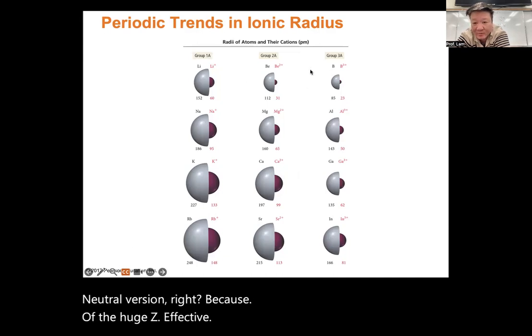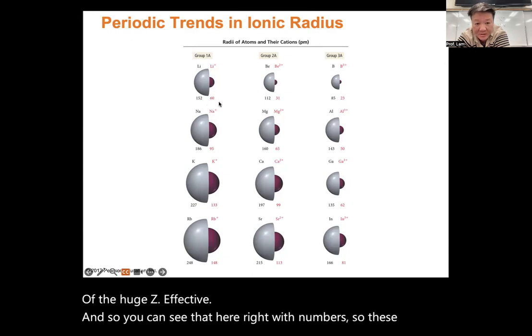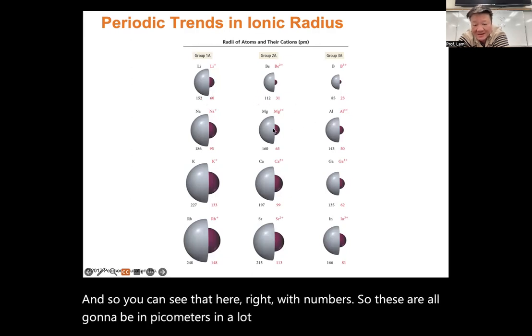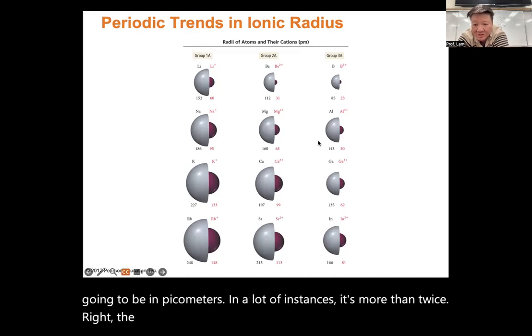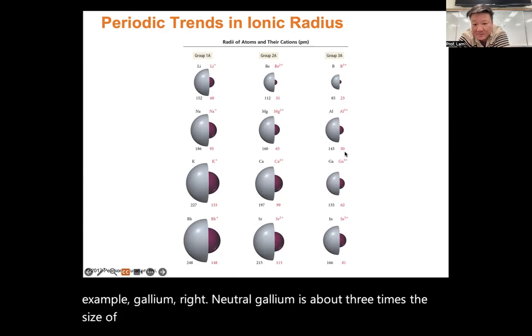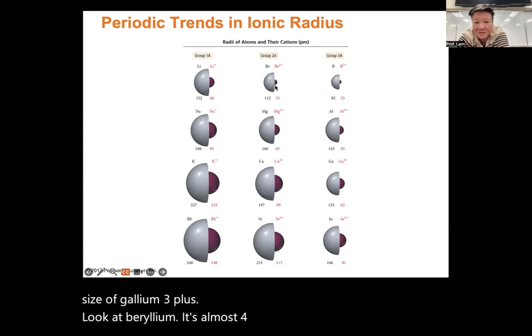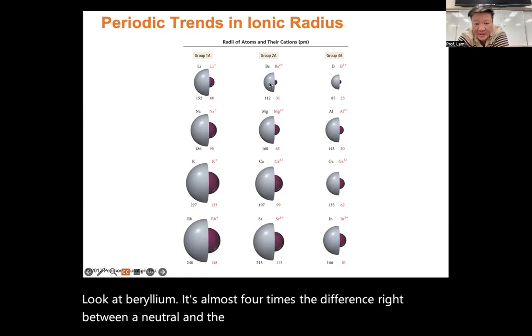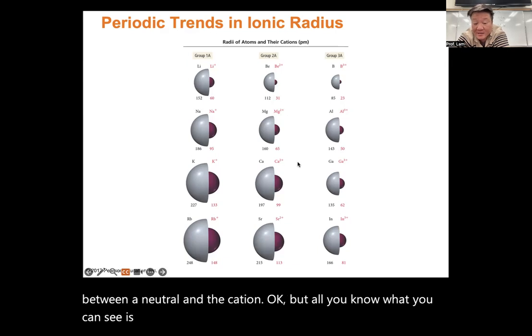And so you can see that here, right, with numbers. So these are all going to be in picometers. In a lot of instances, it's more than twice, right? The shrinkage, it's more than twice. So look at, for example, gallium, right? Neutral gallium is about 3 times the size of gallium 3 plus. Okay. Look at beryllium, it's almost 4 times the difference, right? Between a neutral and the cation. Okay. But what you can see is always the cation is smaller than the neutral.